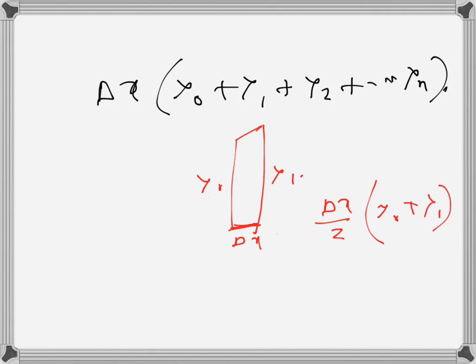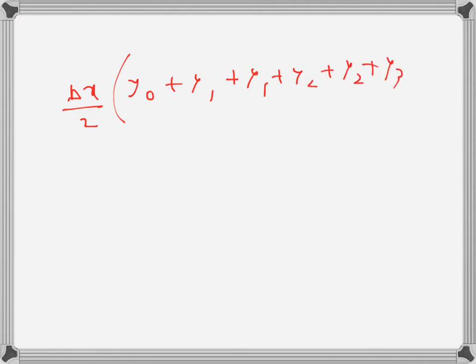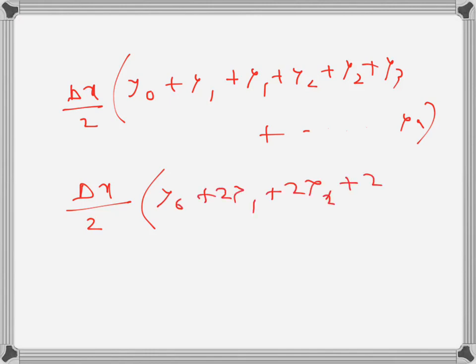So the area here will be all the trapezoids. If we sum them up, del x over 2 times y0 plus y1, then the second one will be y1 plus y2, then y2 plus y3, and so on, up to yn. So it will be like this, basically y0 plus 2y1 plus 2y2 plus 2y3 and so on up to 2yn minus 1, and finally yn. The last one will be just yn. So that will be the area.